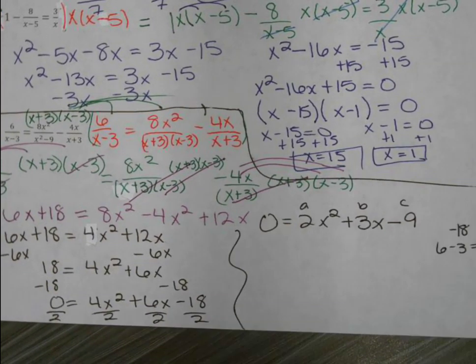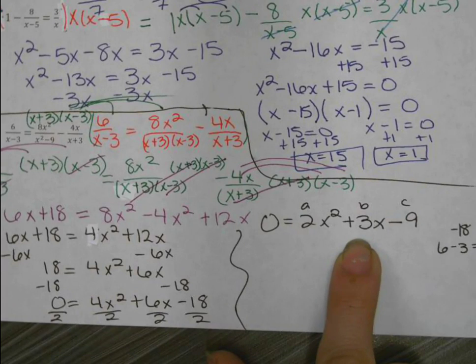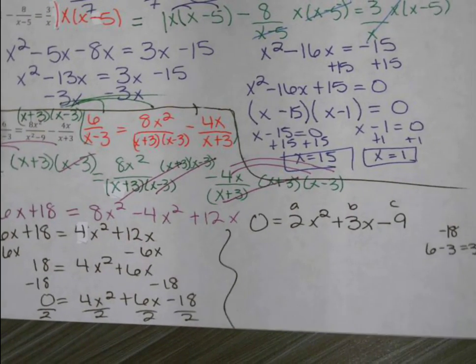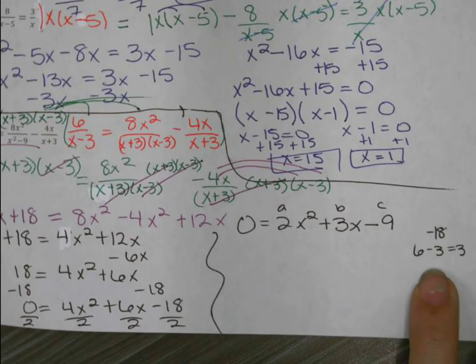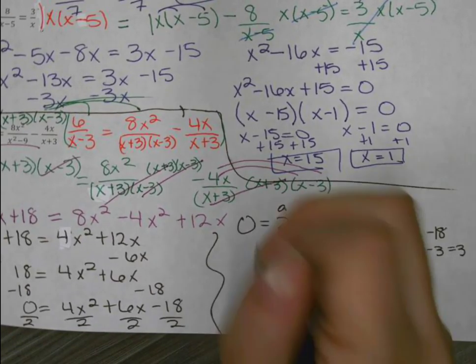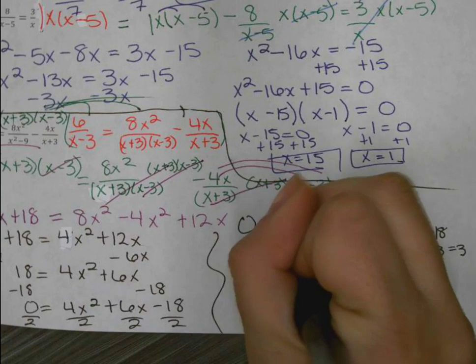So what I'm going to do is I'm going to rewrite the 3 in the middle and replace it with 6 minus 3. So everything else stays the same.